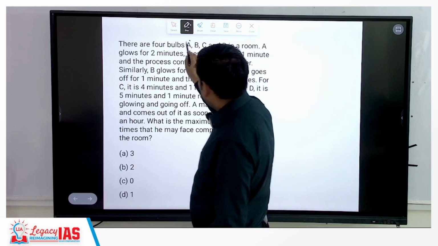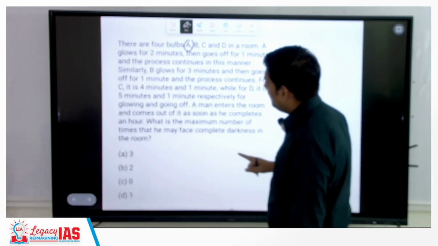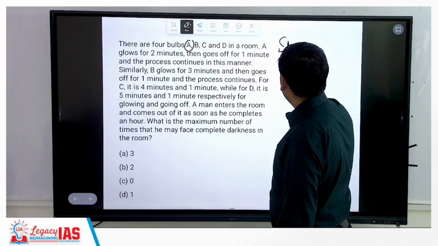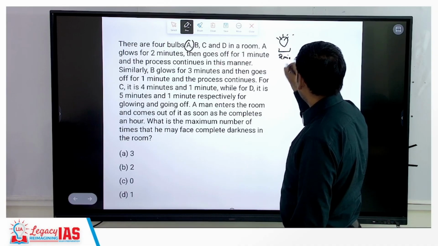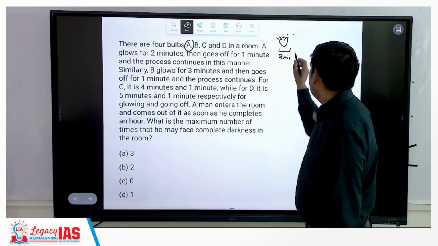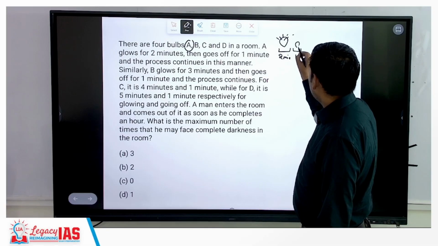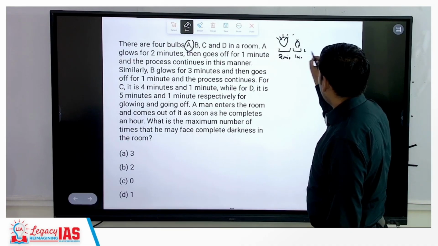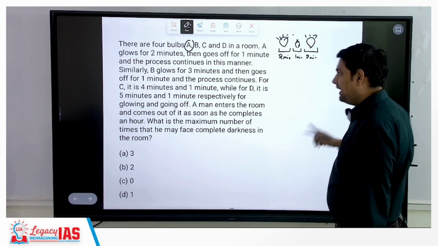Let's focus on A. A glows for 2 minutes. So this is A and it is glowing for these 2 minutes. Correct? So from 0 to 2, let's say it is glowing. Now in the next 1 minute, it will not glow. Then in the next 2 minutes, again it will glow. Like this it will go.